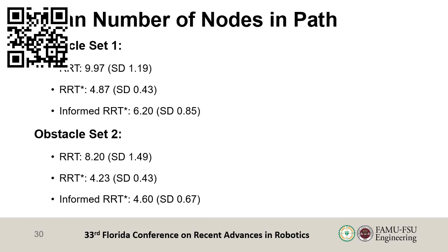For obstacle set 2, the mean number of nodes in the path for the RRT, RRT star, and Informed RRT star algorithms were 8.20, 4.23, and 4.60 with standard deviations of 1.49, 0.43, and 0.67 respectively. The Informed RRT star algorithm had more nodes in the path than the RRT star algorithm because the Informed RRT star algorithm made sharper turns around the obstacles.